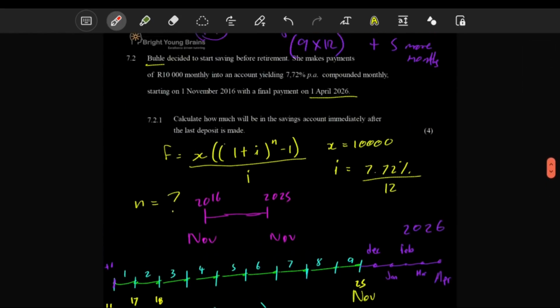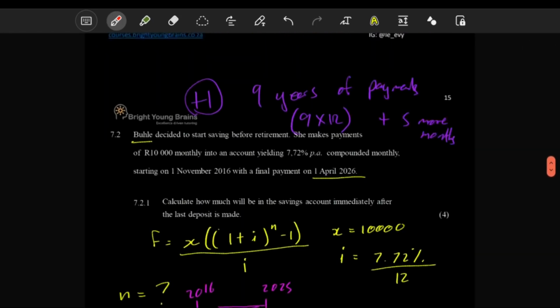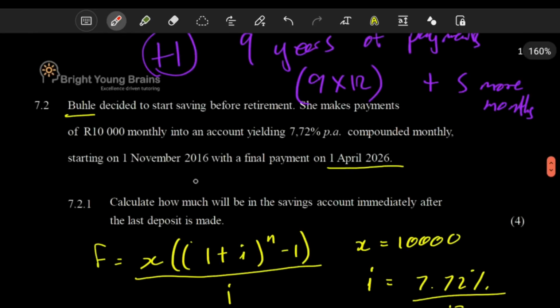So for questions where the months don't align, if it was from November to November, that would have been a bit of an easier question.